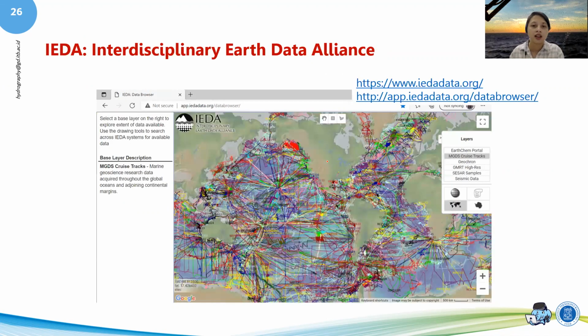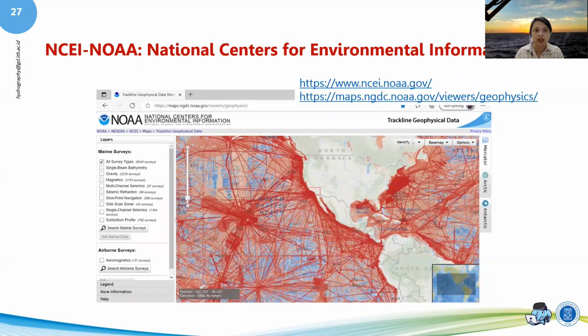Okay, and then there's also IEDA, that's Interdisciplinary Earth Data Alliance. The difference between this and the other ones is that in this database, you can download not only the gridded bathymetry data, but also, if you've got it, the single beam, and then the magnetic and gravity data. So it's the same with NCEI.